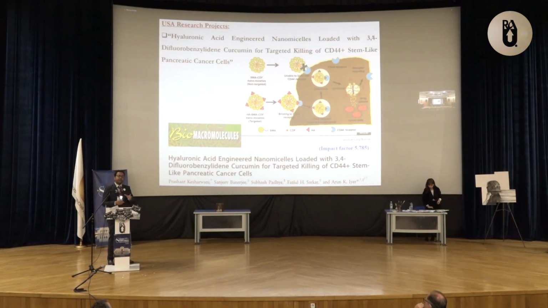In pancreatic cancer, we know that CD44 receptors are overexpressed. So we put hyaluronic acid over the surface of the polymeric micelles. As we know, hyaluronic acid can bind to the CD44 receptor. Because of that, we are able to deliver the drug by targeted drug delivery, and by targeted drug delivery the dose of the drug is reduced significantly.